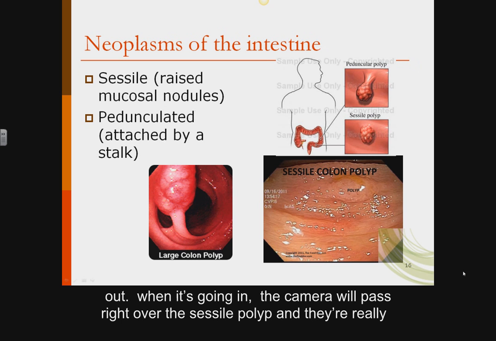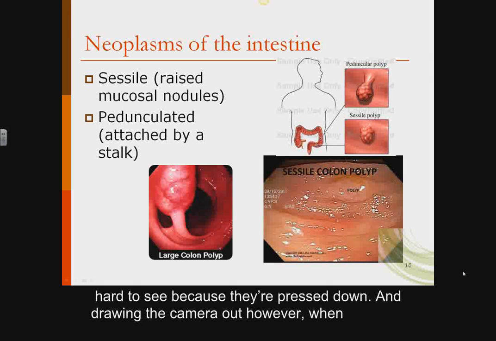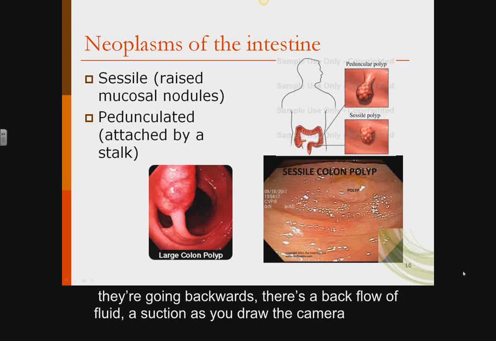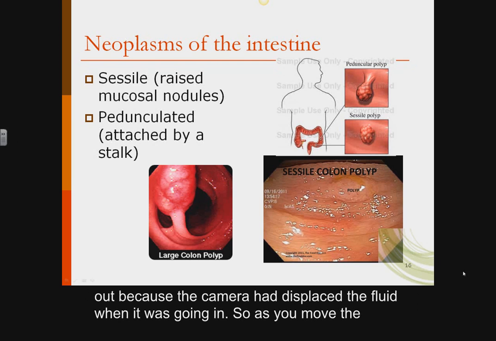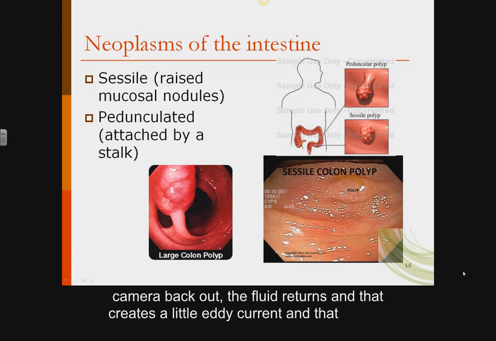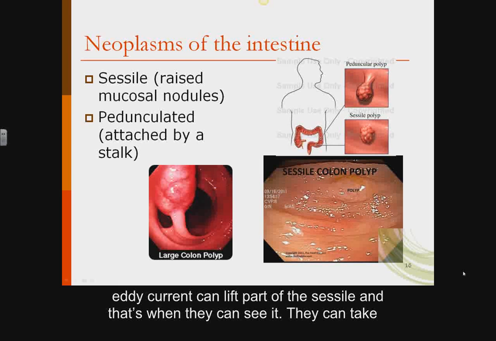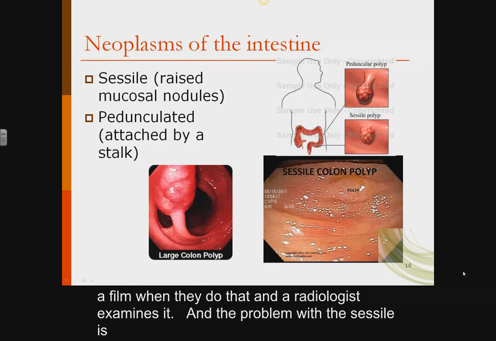When it's going in, the camera will pass right over the sessile polyp, and they're really hard to see because they're pressed down. Drawing the camera out, however, when they're going backwards, there's a backflow of fluid, a suction, because the camera has displaced the fluid when it was going in. So as you move the camera back out, the fluid returns, and that creates a little eddy current, and that eddy current can lift part of the sessile polyp, and that's when they can see it. They can take a film when they do that, and a radiologist can examine it.